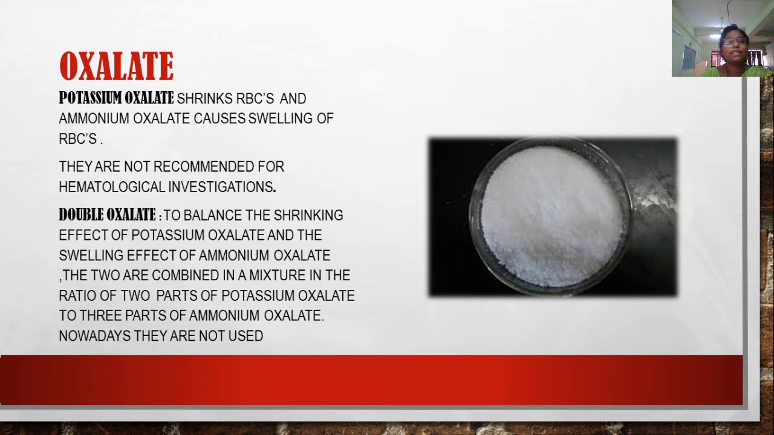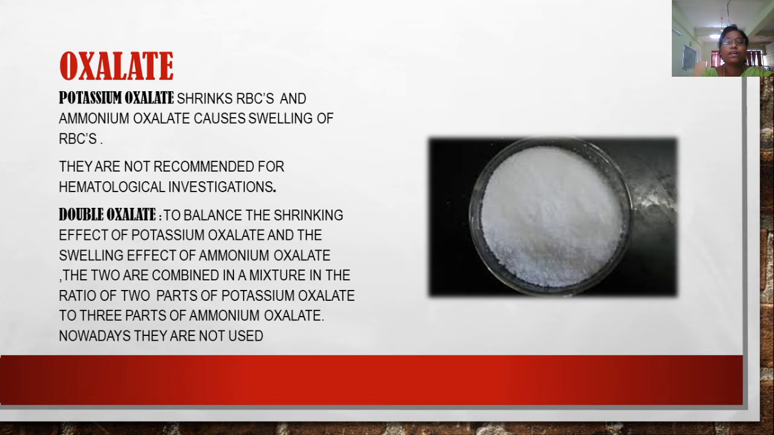Oxalate is an anticoagulant, made of potassium oxalate and ammonium oxalate, but the potassium oxalate shrinks the red blood cells and ammonium oxalate causes swelling of RBCs. Because of this reason, both are mixed and used. That is called double oxalate.